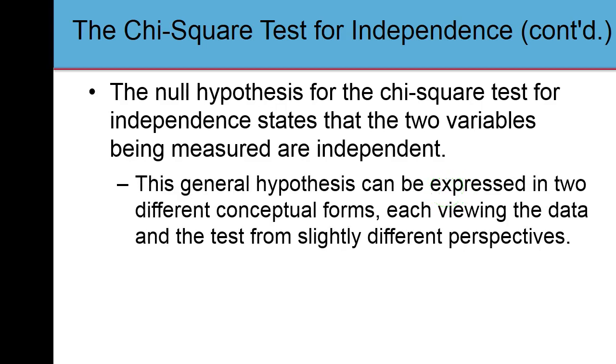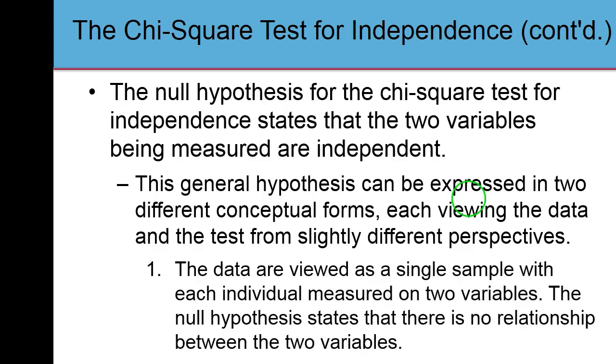And this general hypothesis can be expressed in two different conceptual forms, each viewing the data and the test from slightly different perspectives. The first perspective is that the data are from a single sample with each individual measured on two variables. The null hypothesis states that there is no relationship between the two variables. This is very similar to what you would come up with if you were conducting a Pearson r.